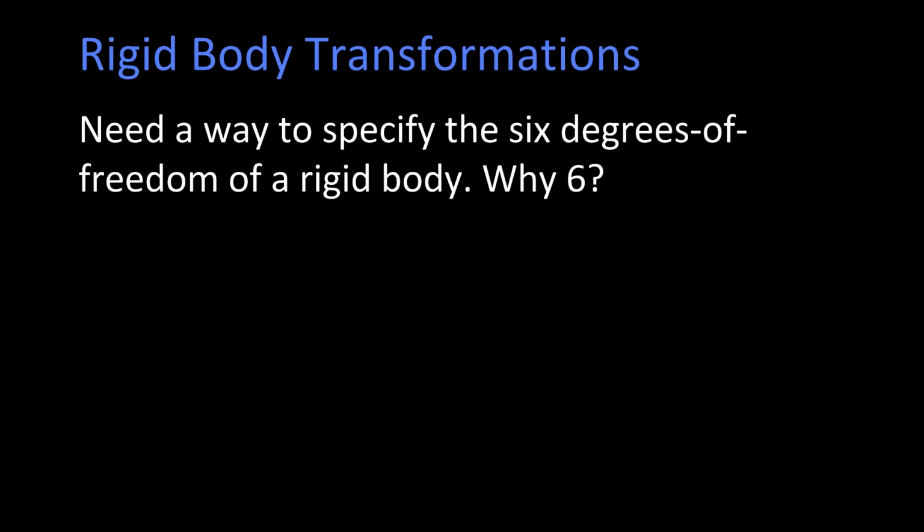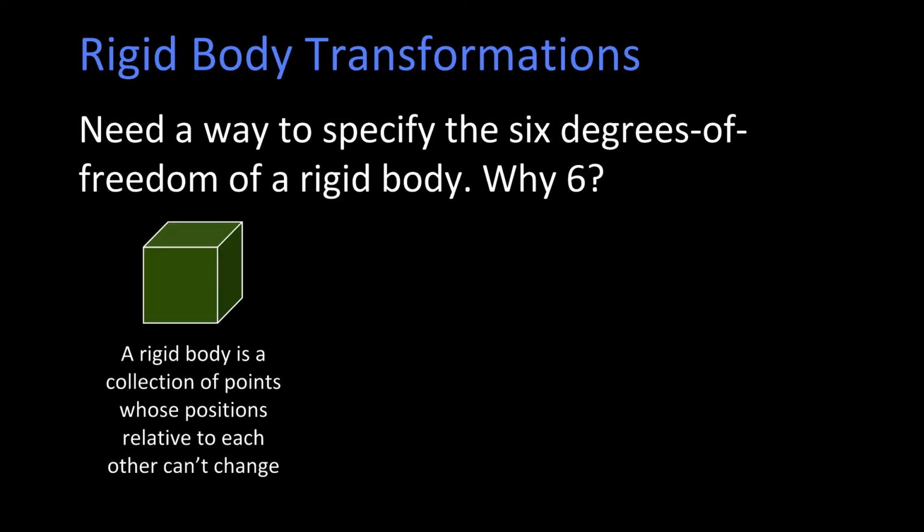Well, you can easily think about it this way. Let's define a rigid body as just a collection of points whose relative positions to each other can't change. And for the mathematicians in the audience, we're going to pretend that's a well-defined statement, okay? Or you can think of it as a box.